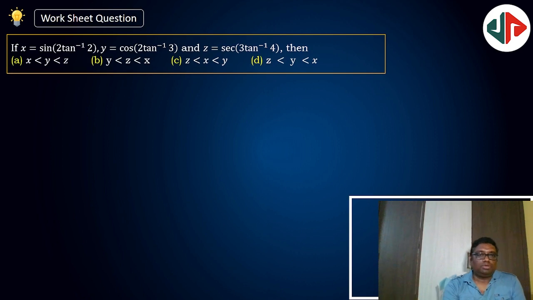If x is equal to sine of 2 times of tan inverse of 2, y is equal to cos of 2 times of tan inverse of 3, z is equal to secant of 3 times of tan inverse of 4, what is the relation between them?